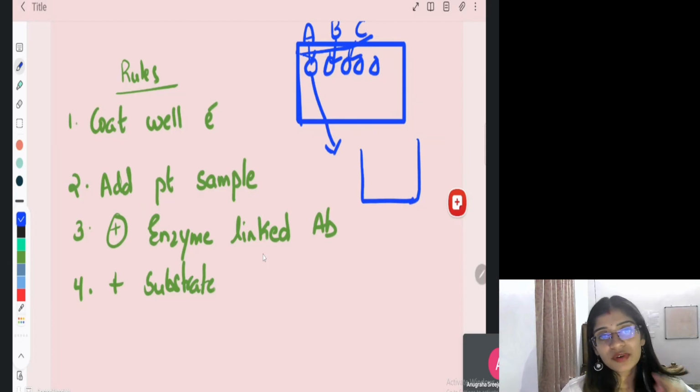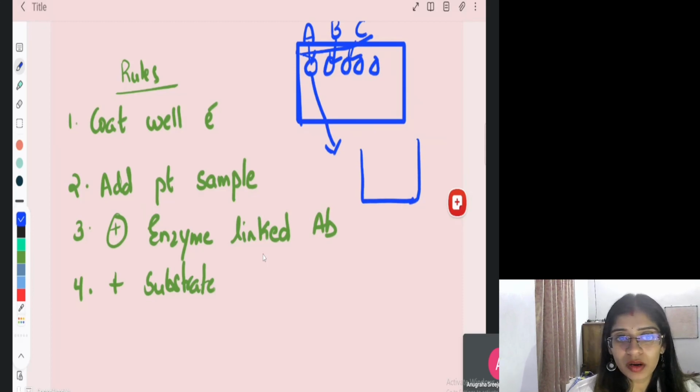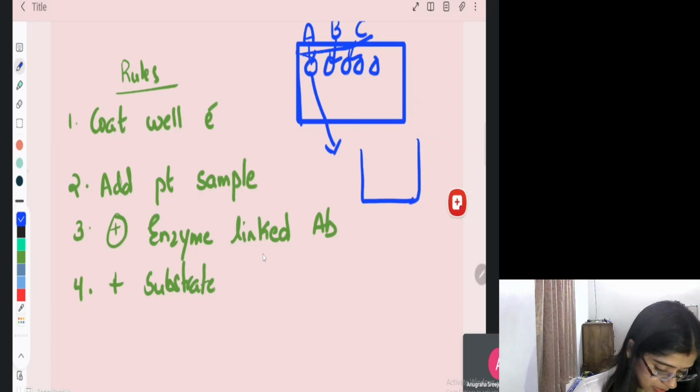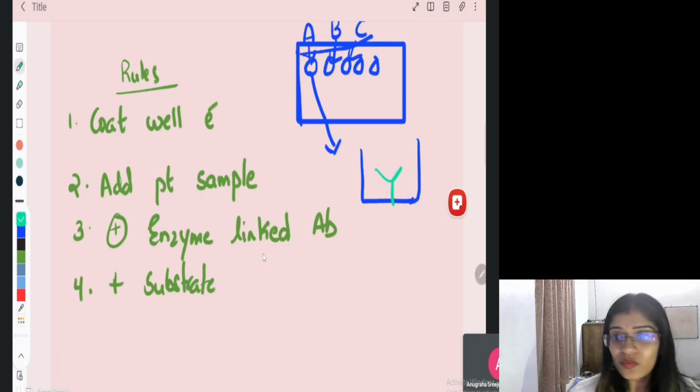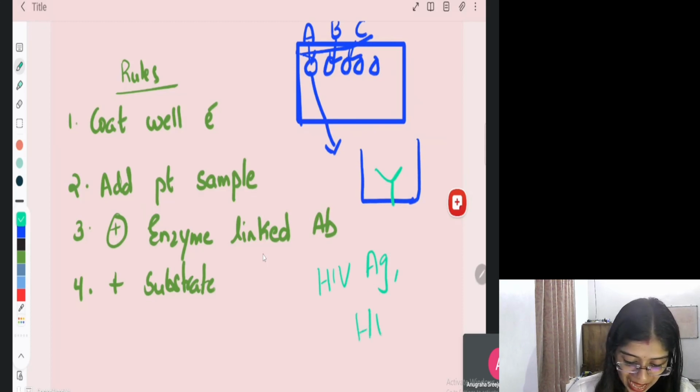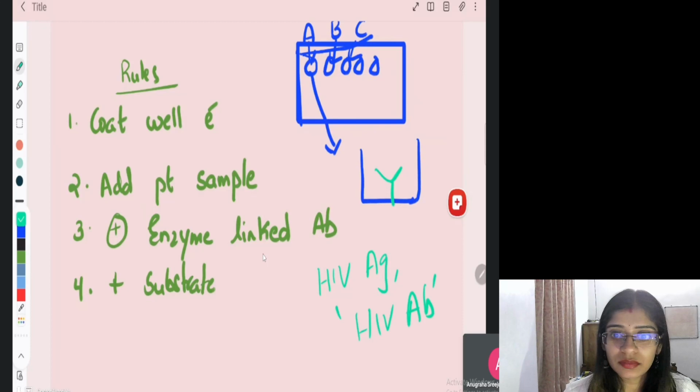Understood? Okay. So the first thing is, if you want to find if an antigen is present in the patient's body, let us say HIV antigen, then you have to coat the well with antibody. First step. If you want to check if an antigen is present in the patient's body, then you have to coat the well with that specific antibody. That means, if you want to see if the patient has HIV antigen, then coat the well with HIV antibody that you have in the lab. This much clear?